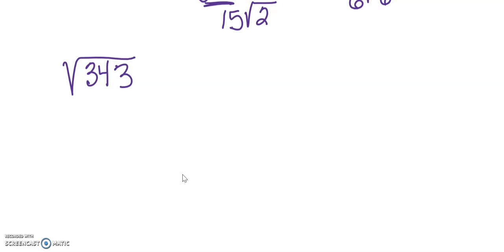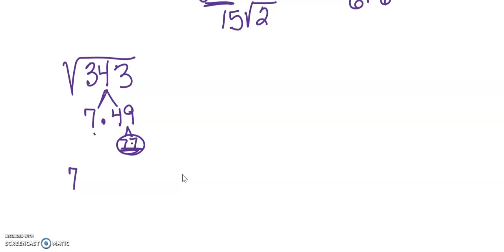But let's try 343 divided by 7. 7 does divide into 343 because 7 times 49 is 343. Now, as before, we saw that 49 was a perfect squared number. 7 times 7 is 49. So a 7 can come out. There were 2 of them in there.